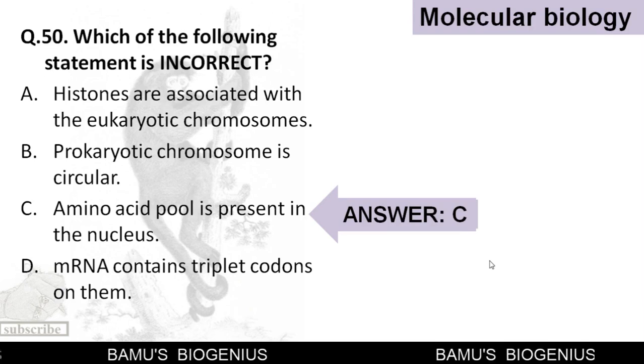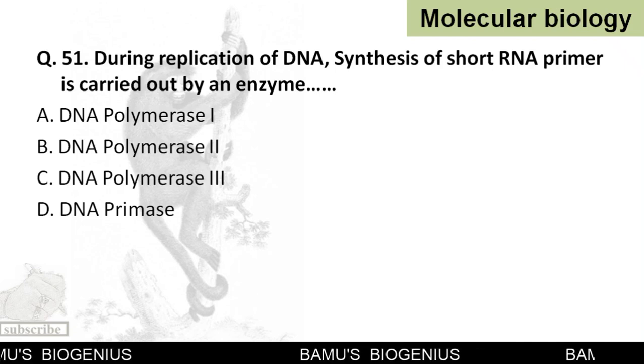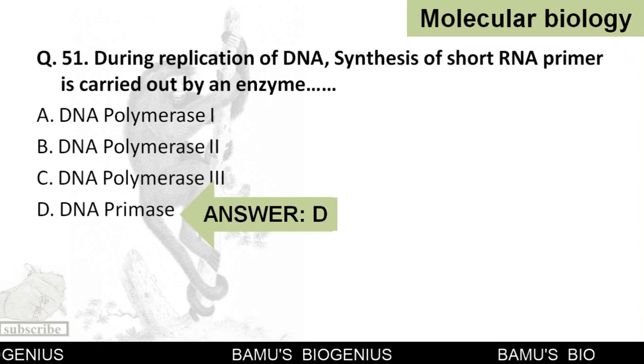Then question number 51, during replication of DNA, synthesis of short RNA primer is carried out by an enzyme: DNA polymerase 1, DNA polymerase 2, DNA polymerase 3 or DNA primase. The answer is DNA primase, answer is D.